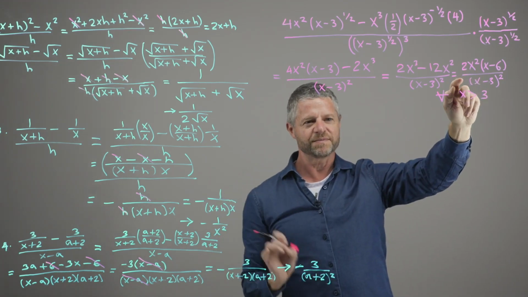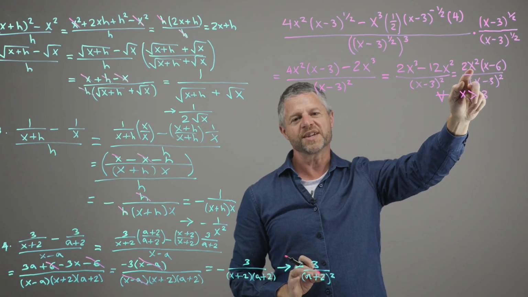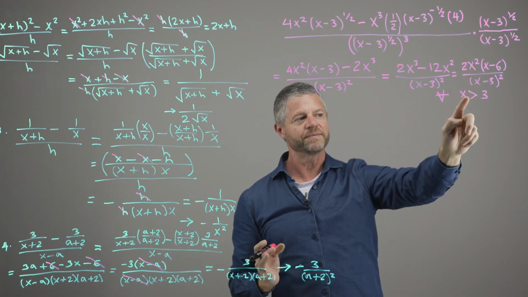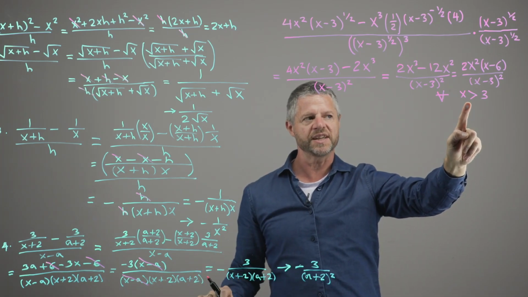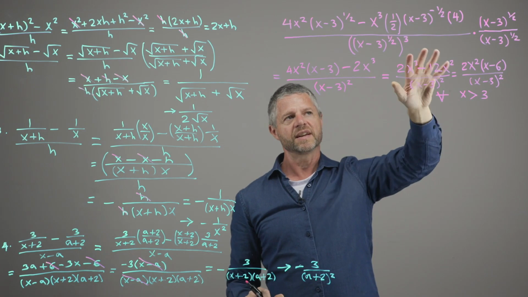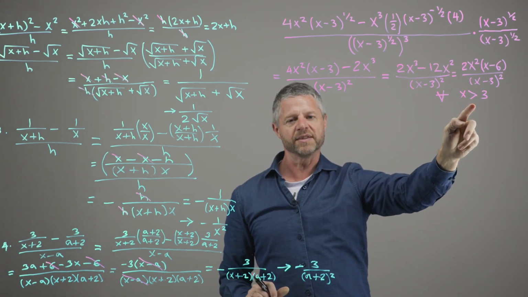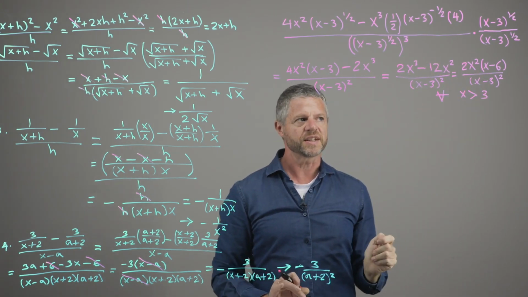If we weren't paying attention, we might say, well, x equals 0 is also a root. But x has to be bigger than 3, so x equals 0 is kind of irrelevant here. This expression is only defined for x bigger than 3, so the only root is x equals 6.